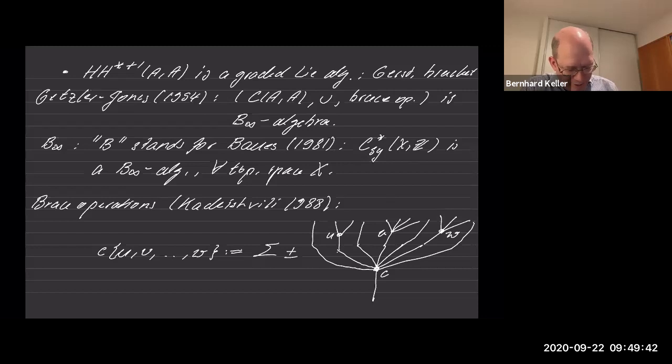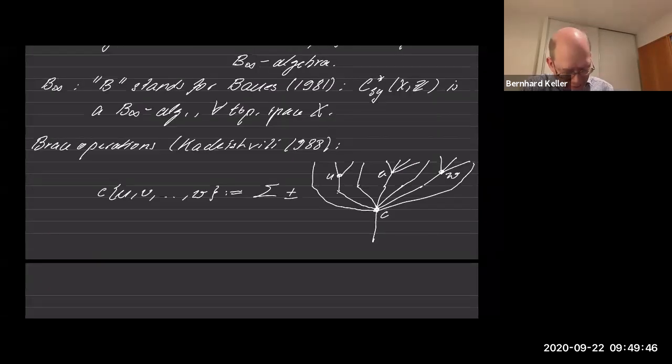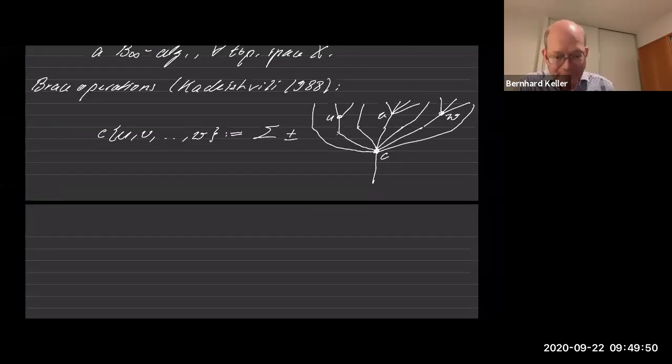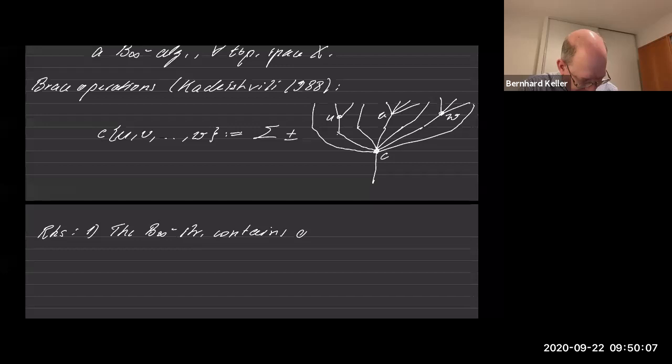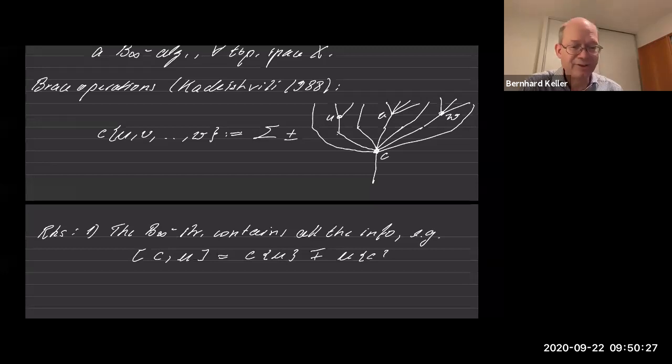And so this brace operation together with the cup product and the differential contains the whole information. So the B-infinity structure contains all the information. For example, if you want to reconstruct the bracket of a cochain C with a cochain U, you just form C brace U, graded commutator, U brace C. So the Gerstenhaber bracket is definitely contained in the B-infinity structure. Okay, let me go on.